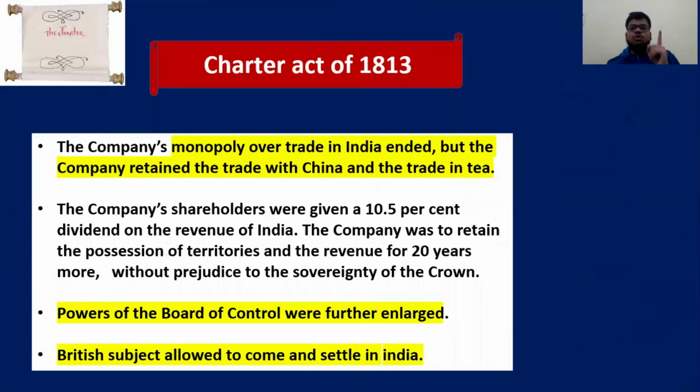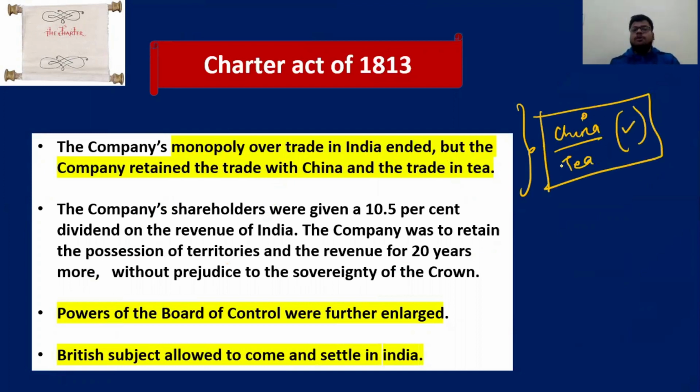First, the company's monopoly in trade in India is broken up. They say now the company alone cannot be the only company which can trade with India. The company has retained the right to trade with China and the trade in tea. These things were allowed exclusively to the company. Otherwise, the company cannot have monopoly in the trade. That means now other companies will come and establish their trade with India.